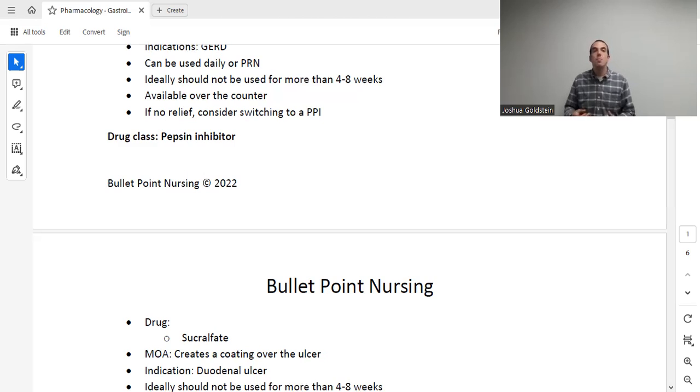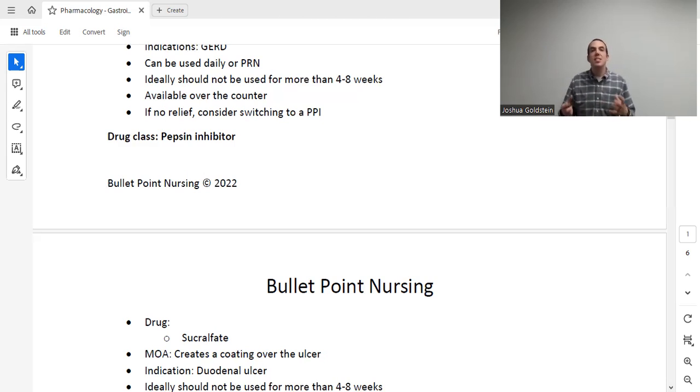The next drug class we have is a pepsin inhibitor. There's only one drug here that we're going to talk about, and that's sucralfate. This medication is also used for peptic ulcer disease and GERD. However, this one works differently. This medication works by creating a coating or a protective lining over the ulcer. So remember, let's go back to the pathophys.